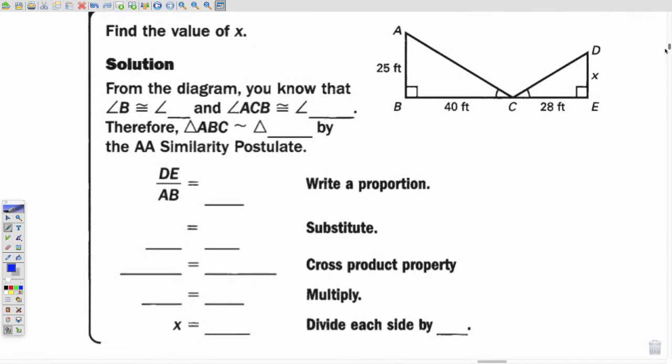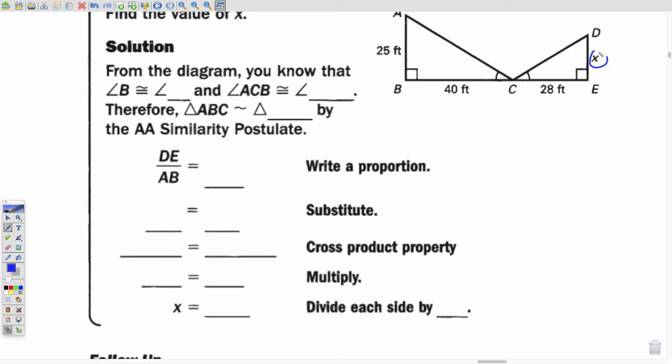Let's look at this one. This one is asking us to find x. X is right here. So from this one, we know angle B has to be congruent to angle E, right? Because they're both 90 degrees. And angle ACB is congruent to angle DCE. So that's given. Therefore, we know these two triangles are similar. They're not congruent, they're similar.